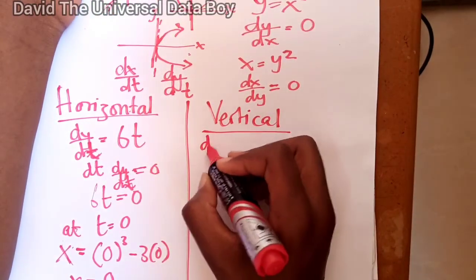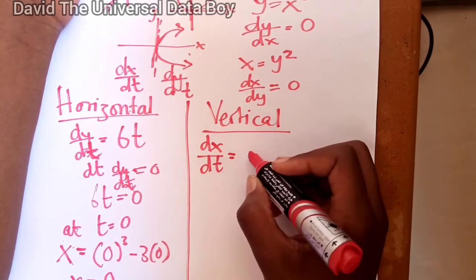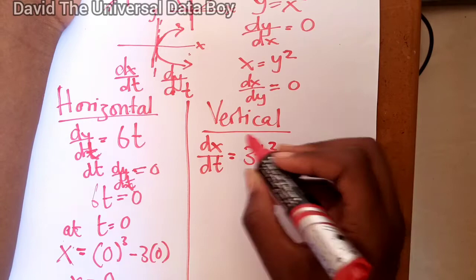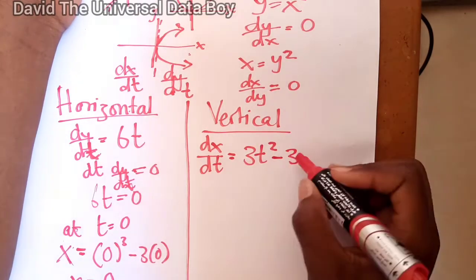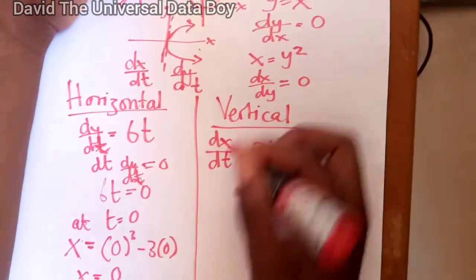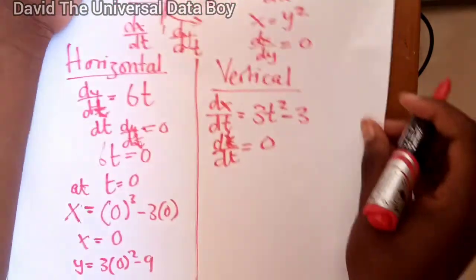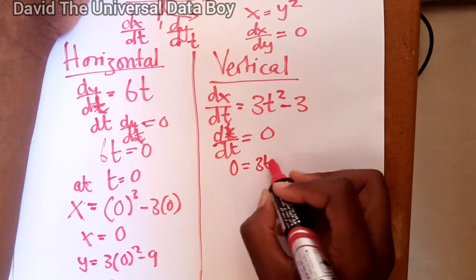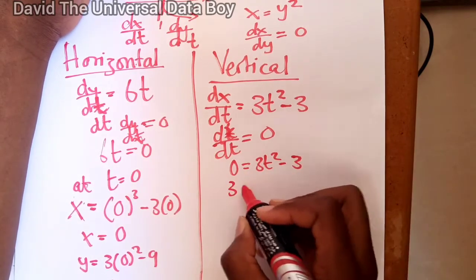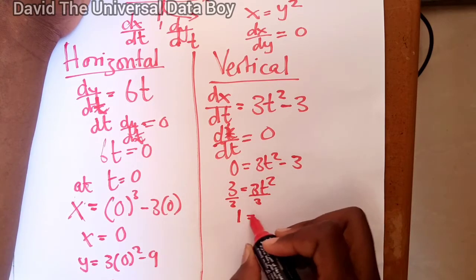So then the verticals are given by dx over dt. Now dx over dt is equal to 3t squared minus 3. This is just the basic power rule when you differentiate. Now at dx over dt equal to 0, you're going to have 0 being equal to 3t squared minus 3. When the 3 goes to the other side, you have 3 being equal to 3t squared. Divide both sides by 3, and you have 1 being equal to t squared.